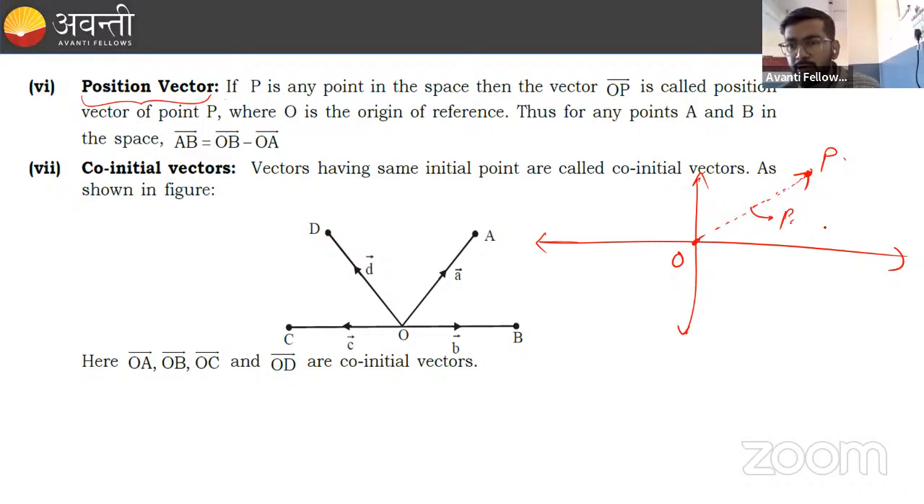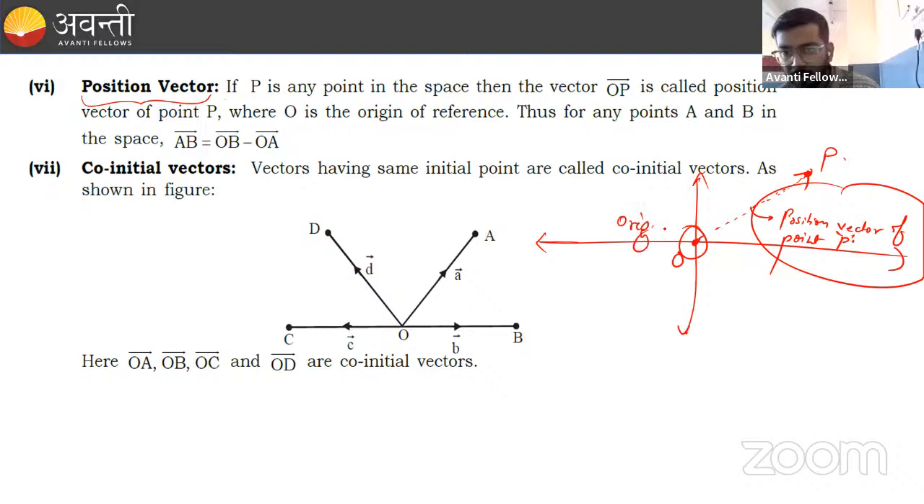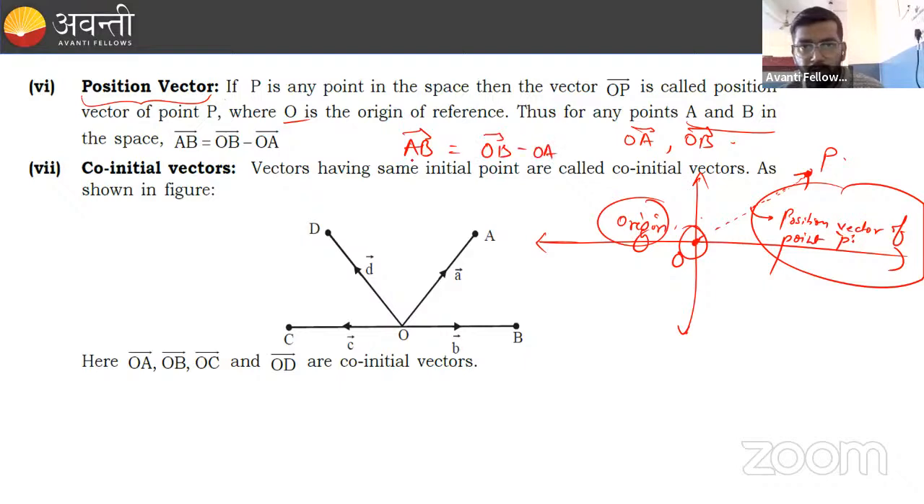So whenever you draw a vector in the direction of P, originating from the origin, you get the position vector, right? O is the origin of reference. Thus, for any points A, B, you can say OA bar and OB bar are the position vectors, and to represent AB bar, we all know that you can write it as OB bar minus OA bar.